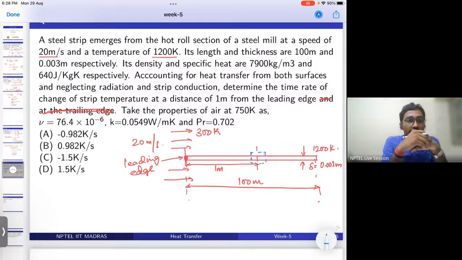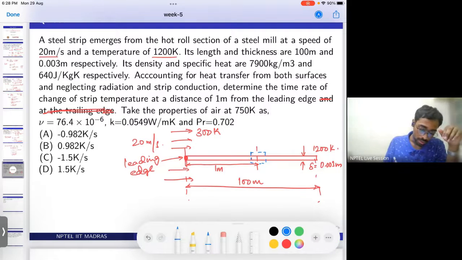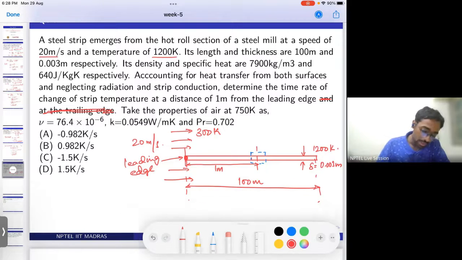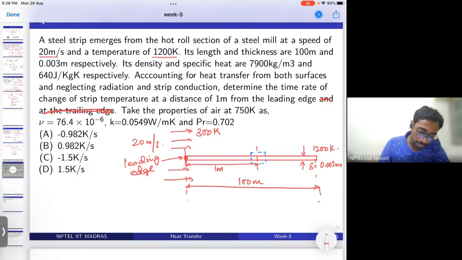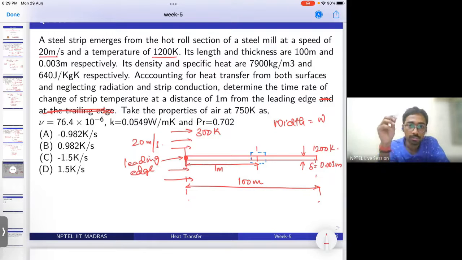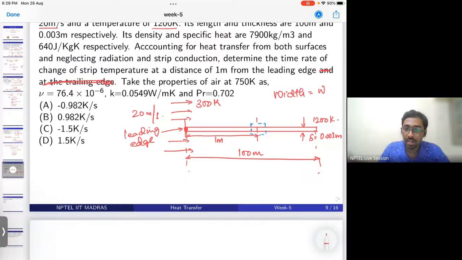And we are asked to neglect the strip conduction effects and radiation effects and all. We need to consider only the convection that is happening from the strip. And let the width of the strip, I am assuming it as W. That is the width, the length measured into the plane of this paper. I am assuming it as W. So there is no heat generation.